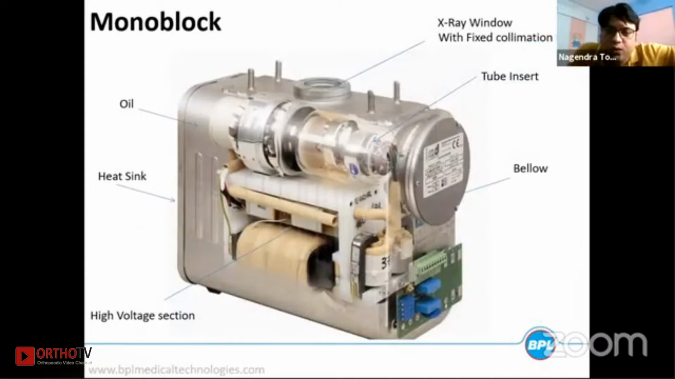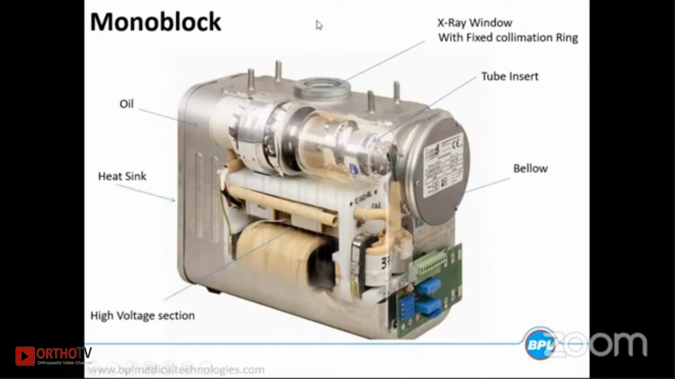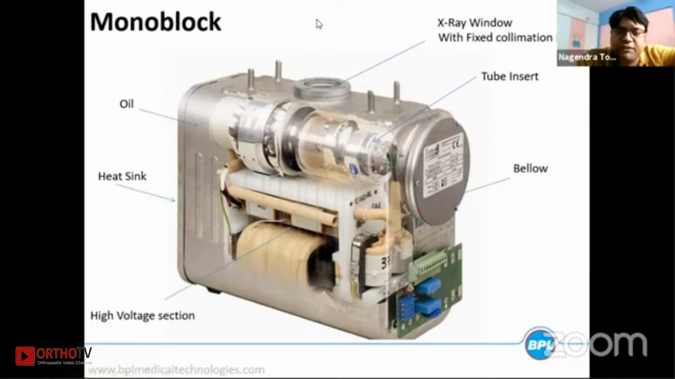Now this is the monoblock, or we call it tube head. On top of the part, you can see this is the tube insert, which is inside the glass envelope, and there is no air. A vacuum has to be there. And on the bottom side, you will see the high voltage section, which converts the low volt to the high volt. And on top of this is the X-ray window. From there, you will find that the X-ray will come out.